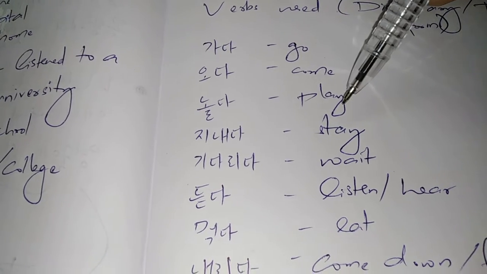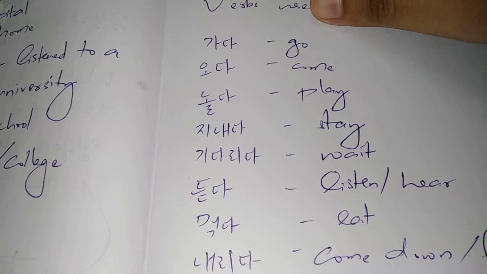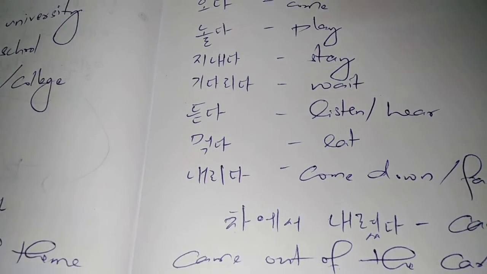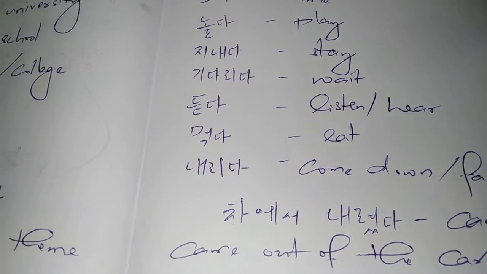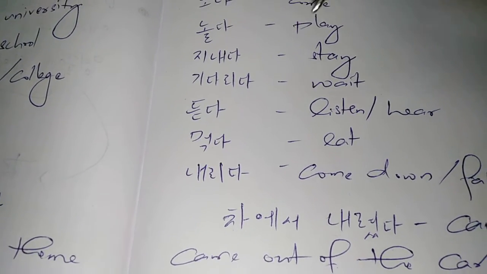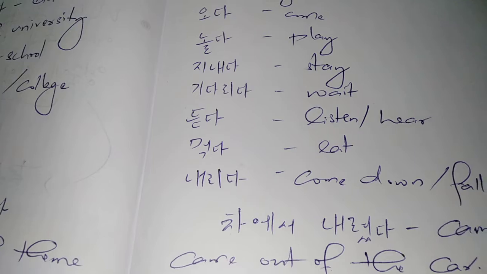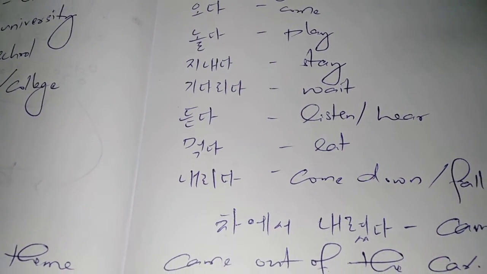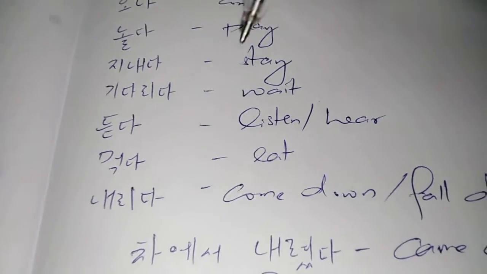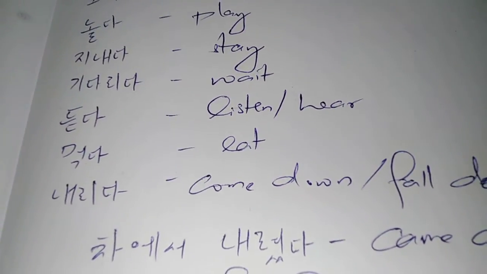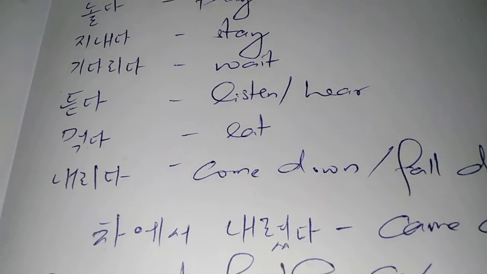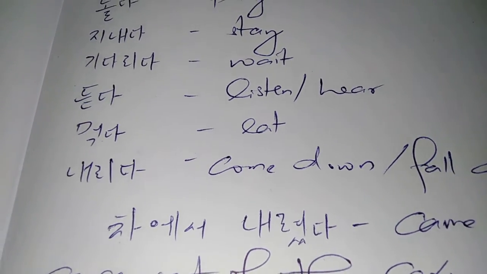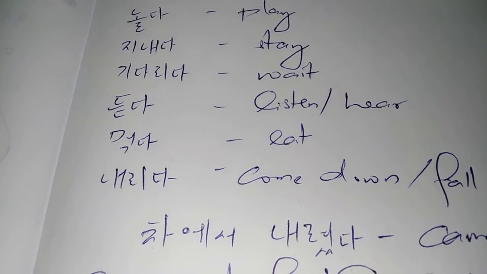지내다 means stay. Once again, it was 지냈다. 기다리다 means wait. It was 기다렸다. 듣다 means listen or hear. It was 들었다. 먹다 means eat, and it was 먹었다. 내리다 means come down or fall down, which we saw in the last example, and it was 내렸다.